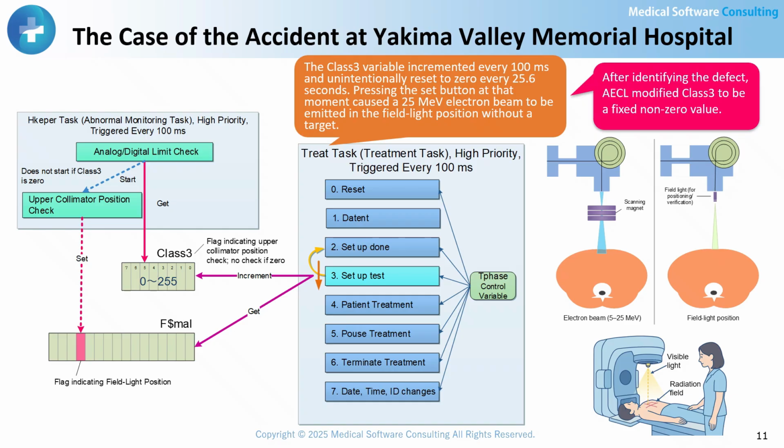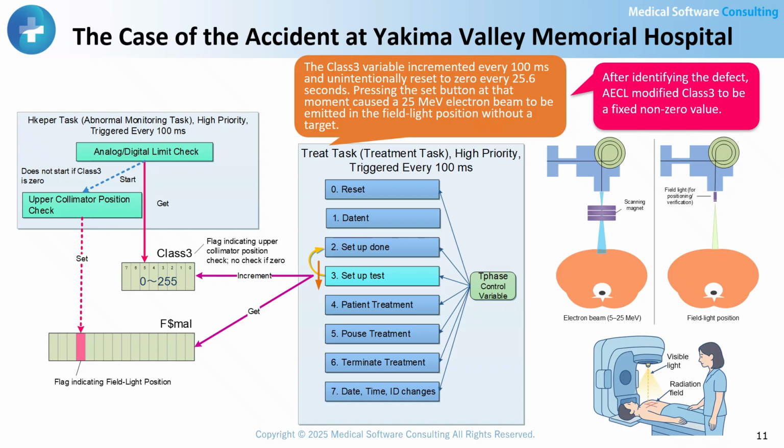In the setup test subroutine, State 3, a flag called Class 3 was incremented every 100 milliseconds to check the position of the upper collimator. Class 3 was an 8-bit variable that counted from 0 to 255, then overflowed back to 0 on the 256th cycle. This cycle took 25.6 seconds, 100 milliseconds times 256. The software was designed so that when the flag was 0, the upper collimator position check would be skipped.